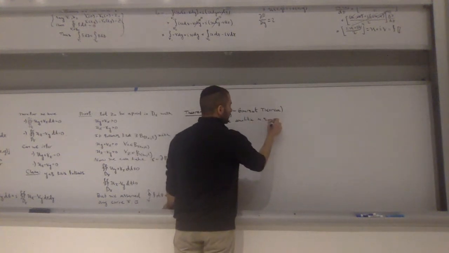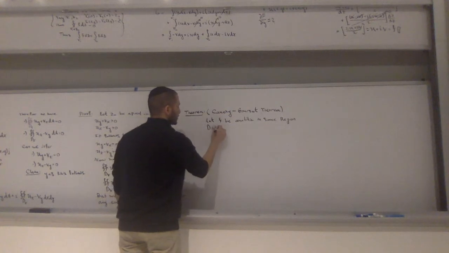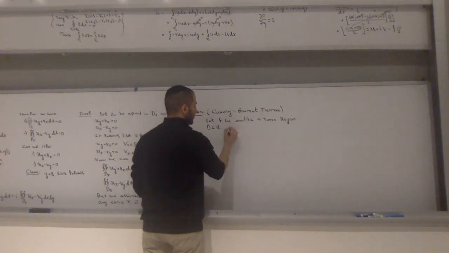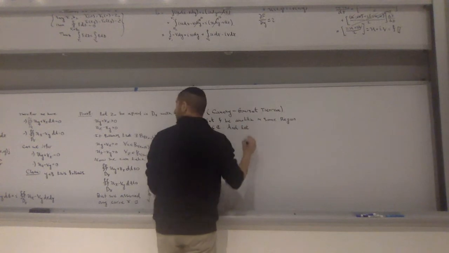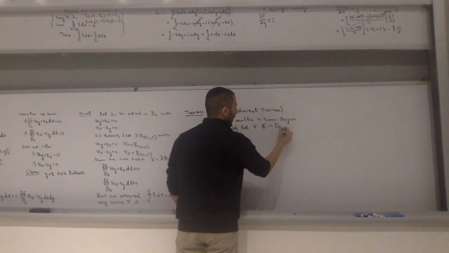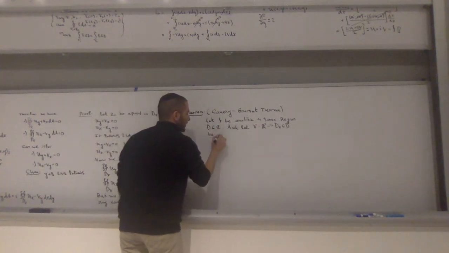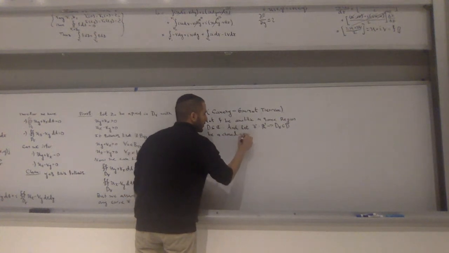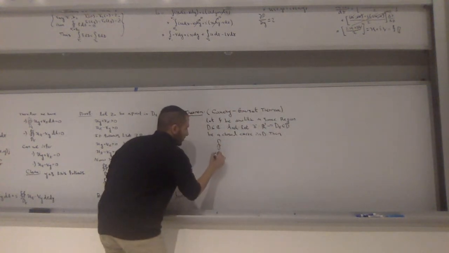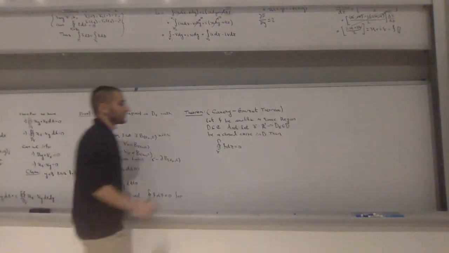Let f be analytic in some region D in C, and let gamma be a function from R into D, gamma subset of D, and let that be a closed curve in D. Then the integral along gamma of f dz is 0.